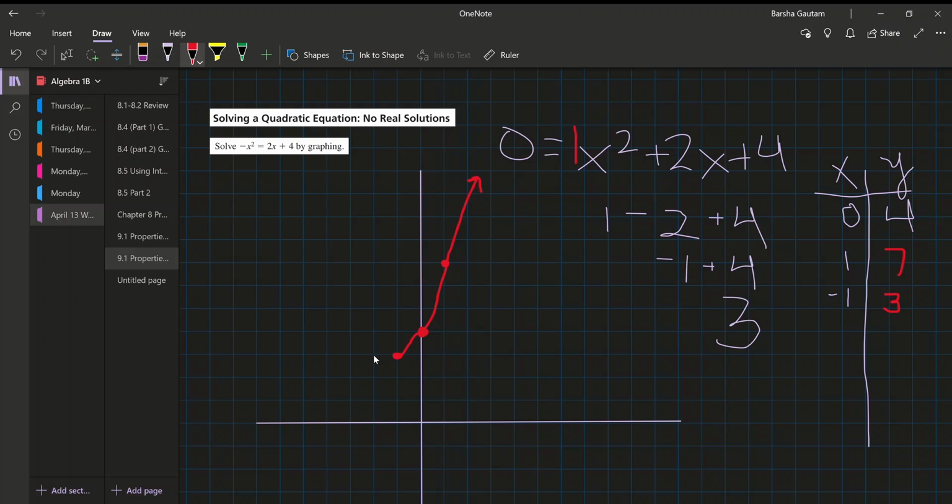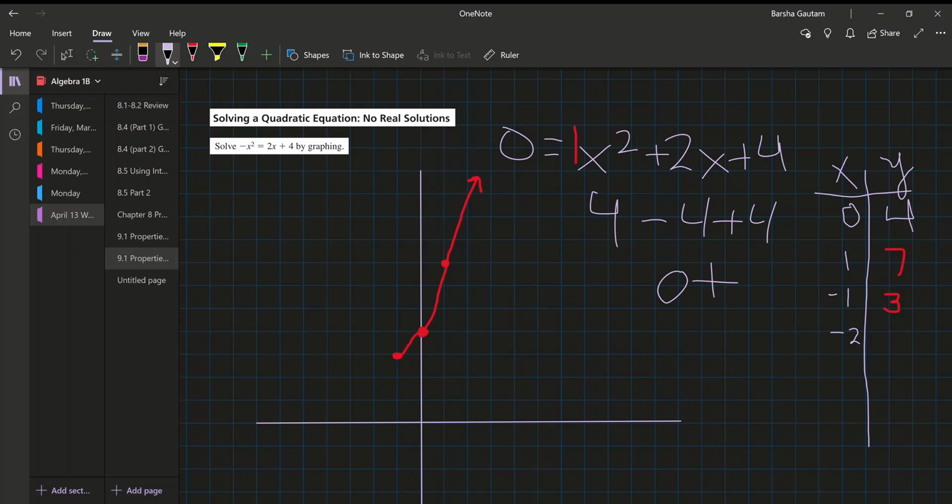Let's find this point now. We know the direction of the graph, so we know that we need to continue looking this way. So let's find this one, which is -2. -2 squared is +4. -2 times 2 is -4, plus 4. 4 minus 4 is 0, plus 4 again. This one, 0 plus 4 is 4. So we can go ahead and write this in here.